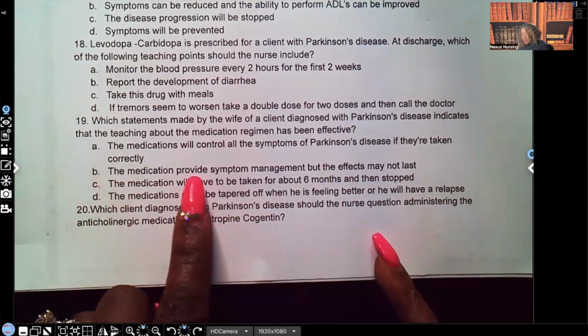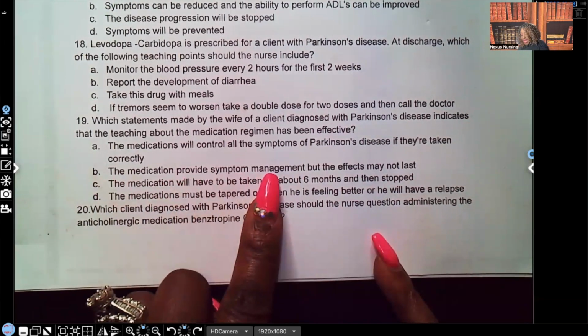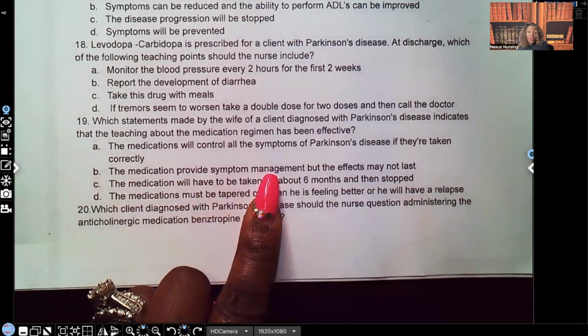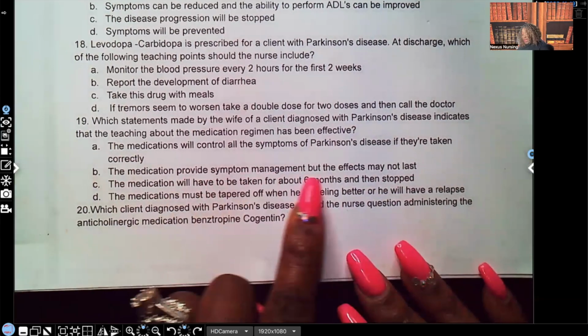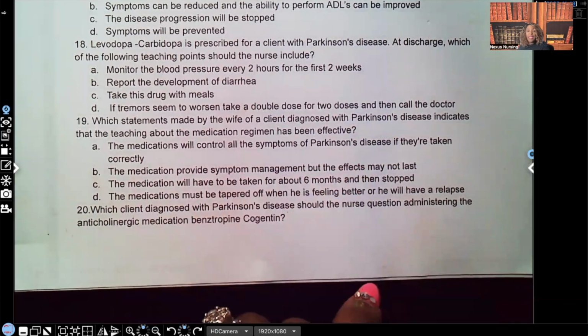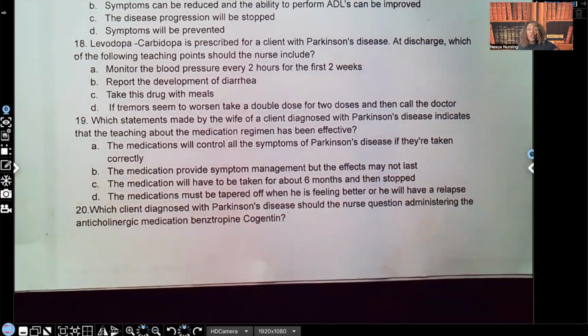The medication provides symptom management, not cure, management, but effects may not last. Again, Parkinson's is a progressive disorder. Progressive means as time goes on, it only gets worse. And here's the thing, there's no cure, so the patient's going to have it. They're going to have to be on this medication. But as time goes on and they're taking this medication, the effectiveness may wear off. That's number 1. And number 2, we may start seeing those extrapyramidal side effects of the medication.